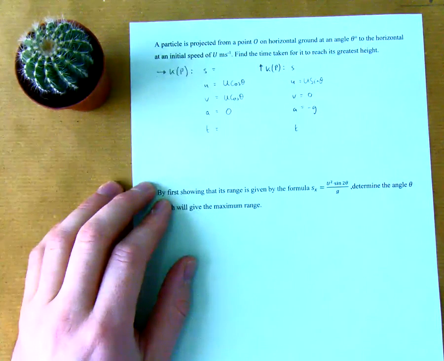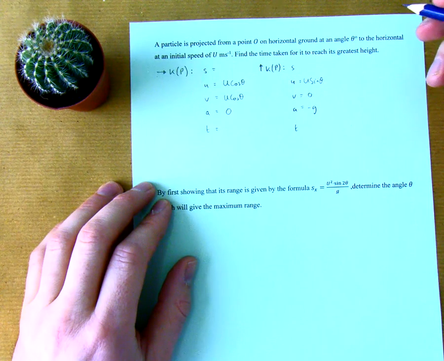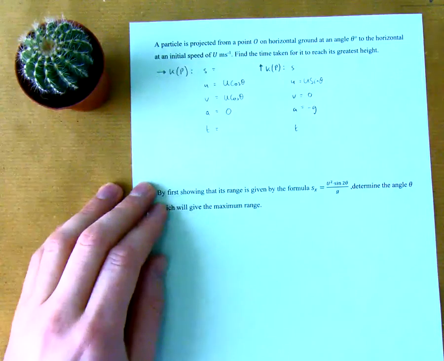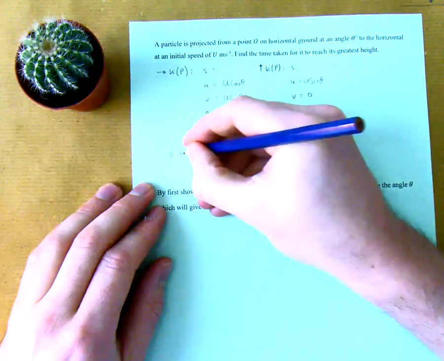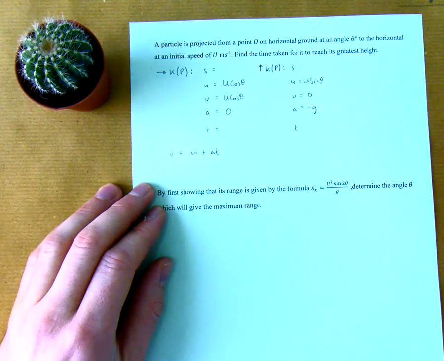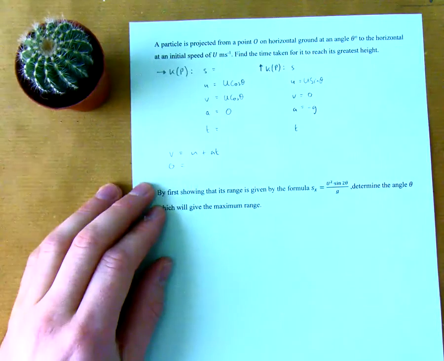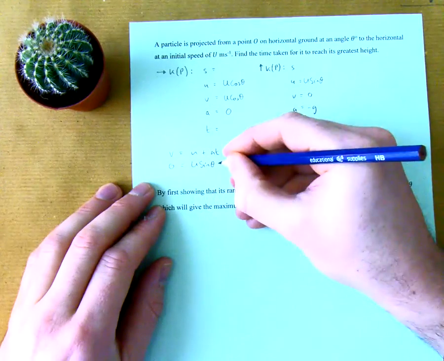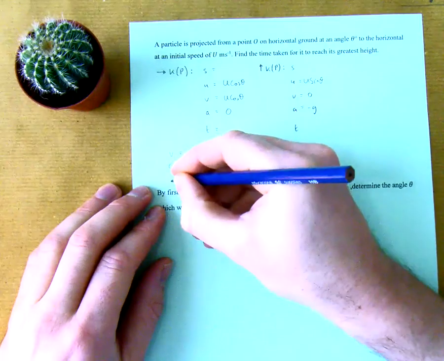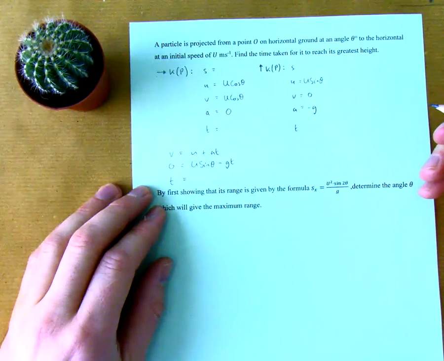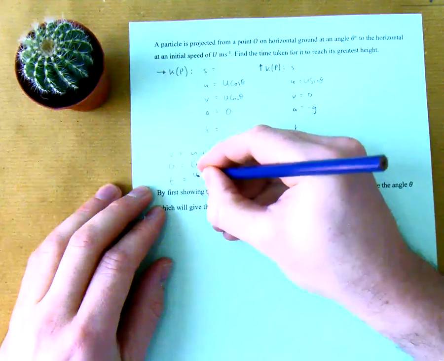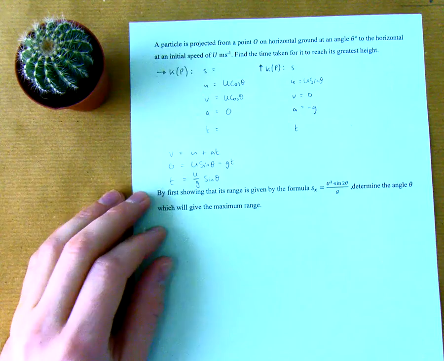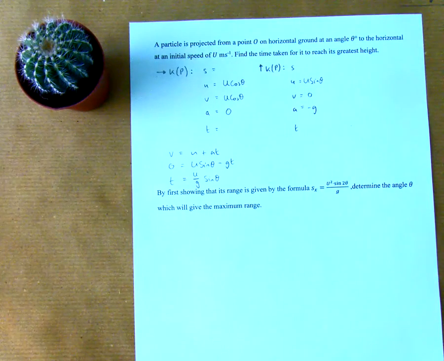All we need to do to find the time taken is V equals U plus AT in this vertical motion. So 0 equals U sine theta take away gT, and then T is clearly going to be U over g sine theta. Okay, on to the next part of the question.